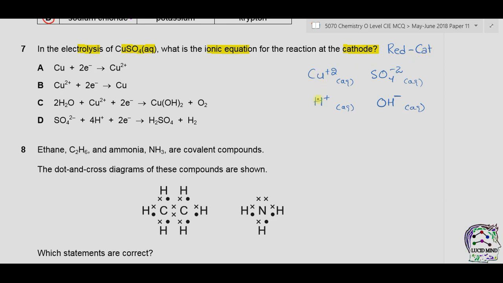Now among these two ions we have Cu2+ and H+. Cu2+ will be easily discharged as it is below H+ in the discharge series. So Cu2+ will move towards the cathode. It will gain 2 electrons to form copper solid. The gain of electrons is called reduction. This equation is given in part B, so B is the correct answer.